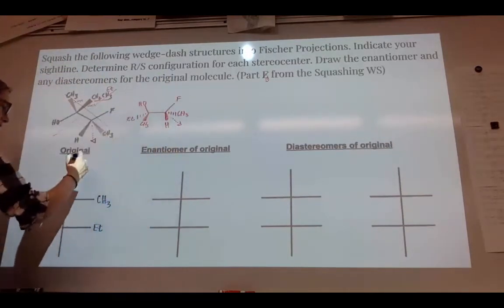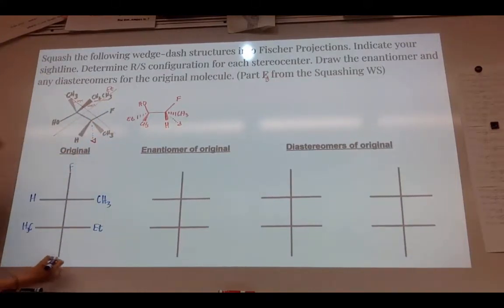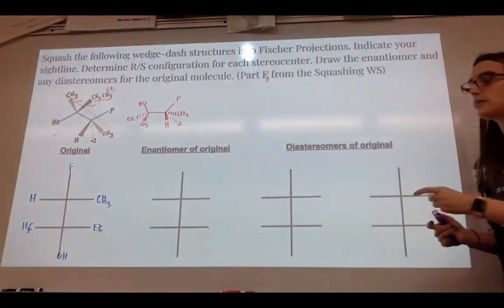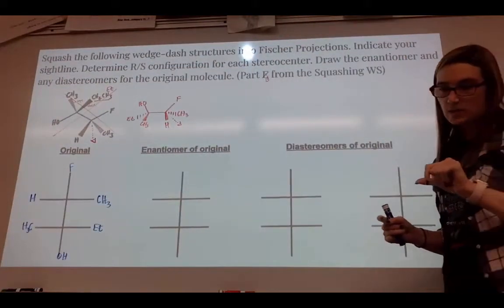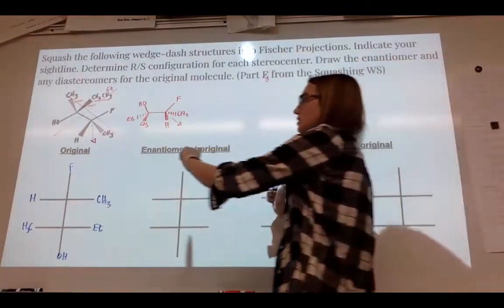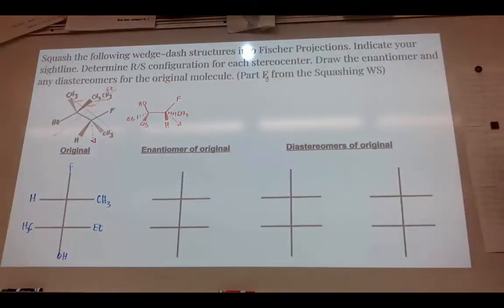So fluorine is at the very top. And then the OH is down here at the very bottom. So there's the original. Biggest thing with Fischer projections is making sure that what's in the plane of the paper is as far away from us as it can be. So we have to rotate it to make sure that both of the things that are in the plane are away from us.